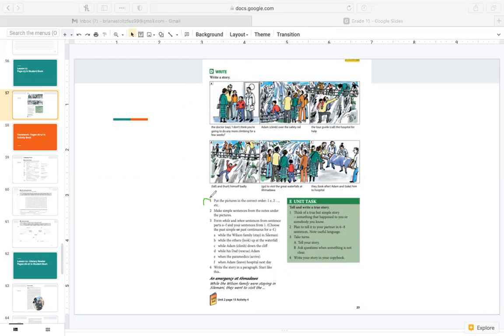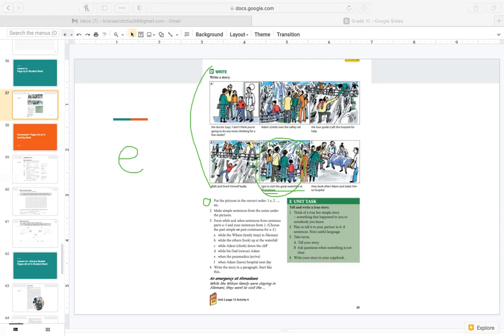First, let's put these pictures in the correct order. What happened first? A, B, C, D, E, or F? E. Go to visit the great waterfalls at Ahmed Dawa. So E is first. What happened next?